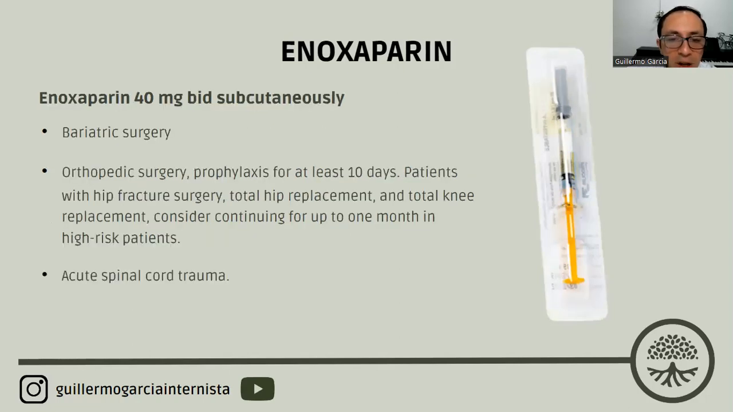The subcutaneous dose of enoxaparin, 30 milligrams every 12 hours, is indicated in patients with bariatric surgery, orthopedic surgery with prophylaxis for at least 10 days, and in patients with hip fracture surgery, total hip replacement, and total knee replacement considered continuing for up to 1 month in high-risk patients. This dose also applies to patients with acute spinal cord trauma.